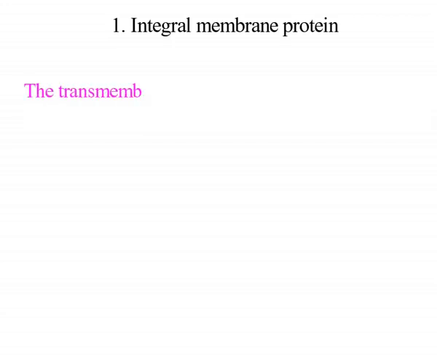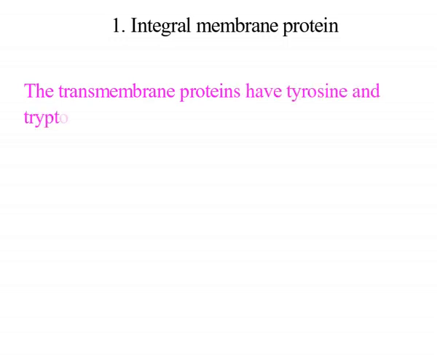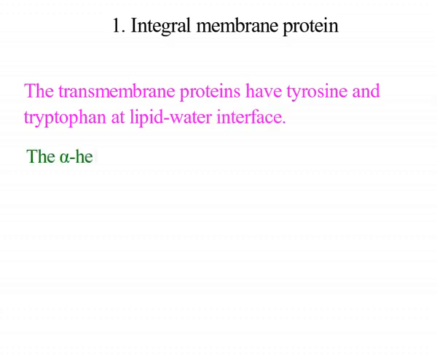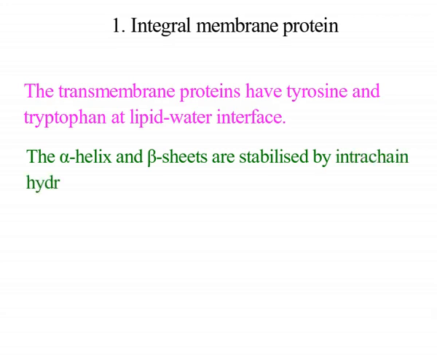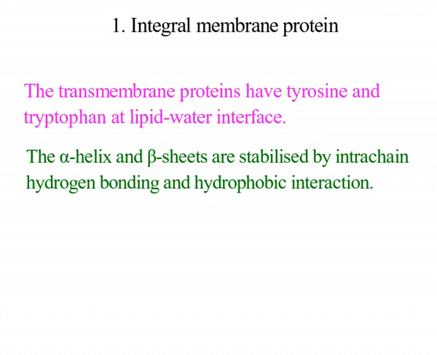The transmembrane proteins have tyrosine and tryptophan residues at their lipid-water interface. The alpha helix and beta sheets present in the transmembrane domain of the integral membrane proteins are stabilized by intra-chain hydrogen bonding and hydrophobic interactions.